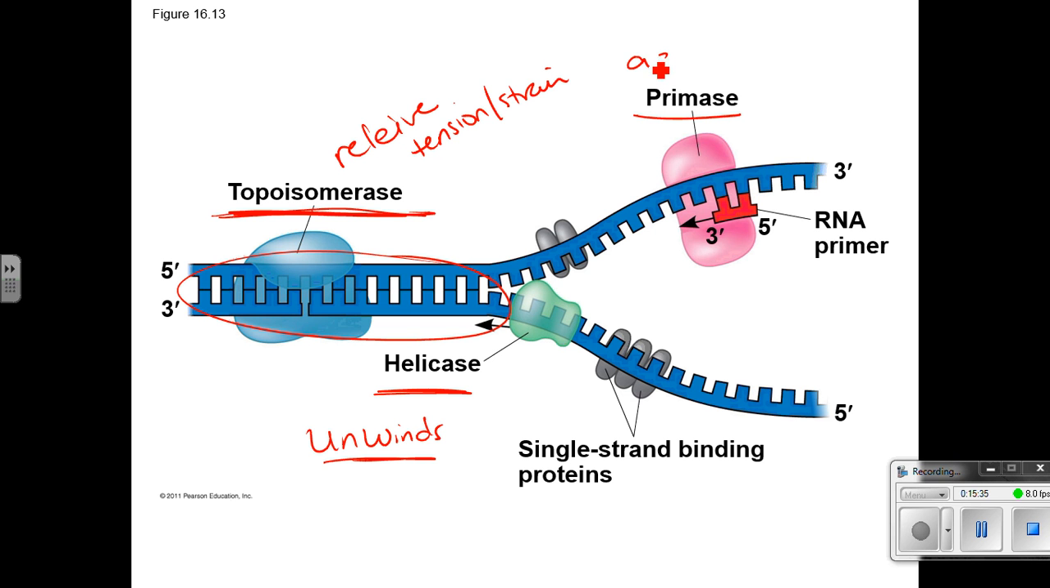Primase is going to add RNA primers, which are just bases right here paired up on the DNA. And there's a little bit of difference between DNA and RNA, and that's going to be the last slide in this lecture. And then these single-stranded binding proteins are just going to hold everything in place.